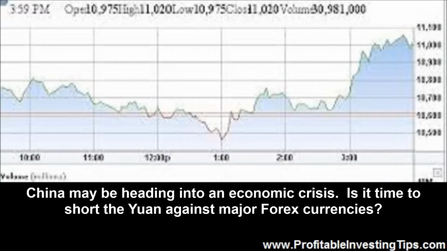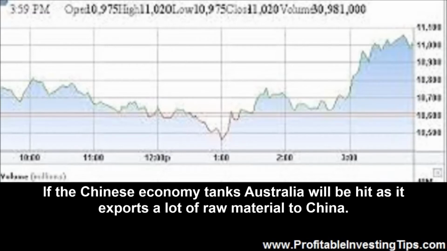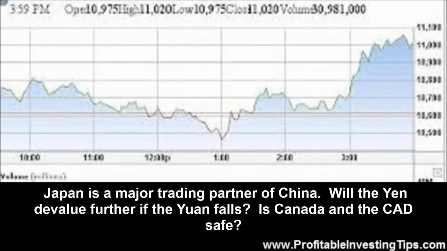Is it time to short the yuan against major forex currencies? If it is time to short the yuan, which currency should one trade against? If the Chinese economy tanks, Australia will be hit as it exports a lot of raw material to China. Japan is a major trading partner of China.